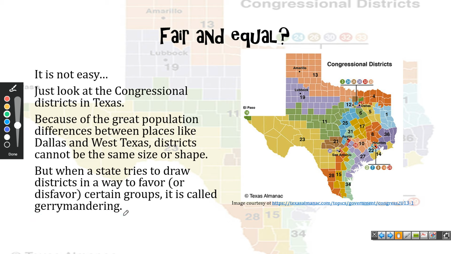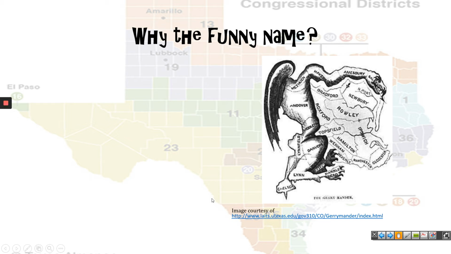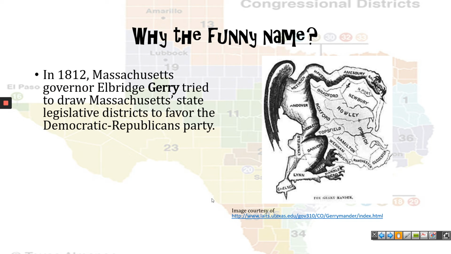Gerrymandering is a term we use when congressional districts are drawn in a way that favors one group of people versus another. A little side note: why the silly, funny name? It's because this practice has been going on for more than 200 years. Back in 1812, the Massachusetts governor, Elbridge Gerry, tried to draw Massachusetts state districts that favored his party.